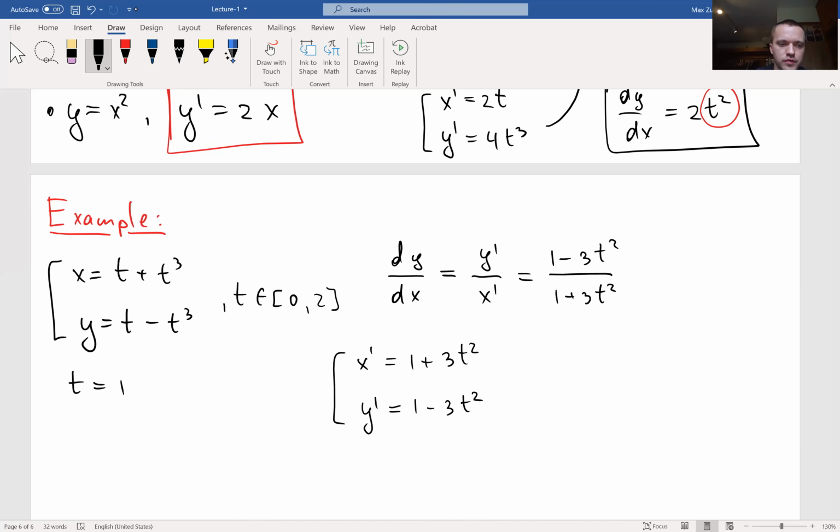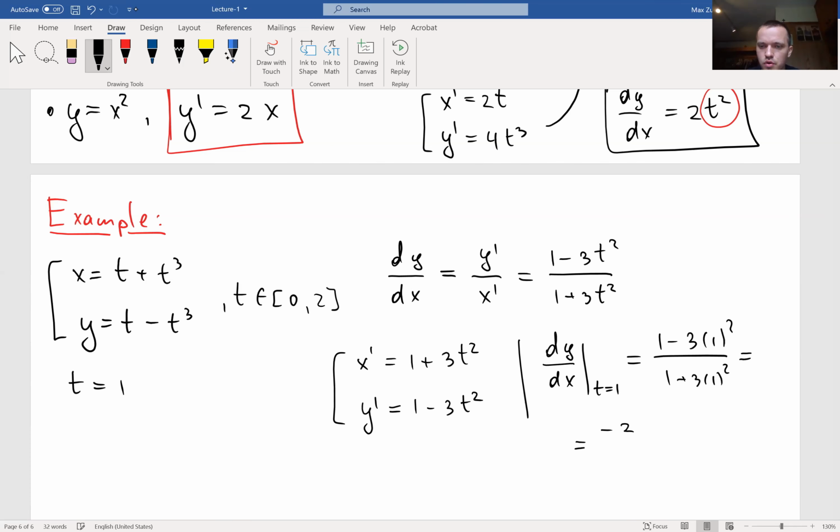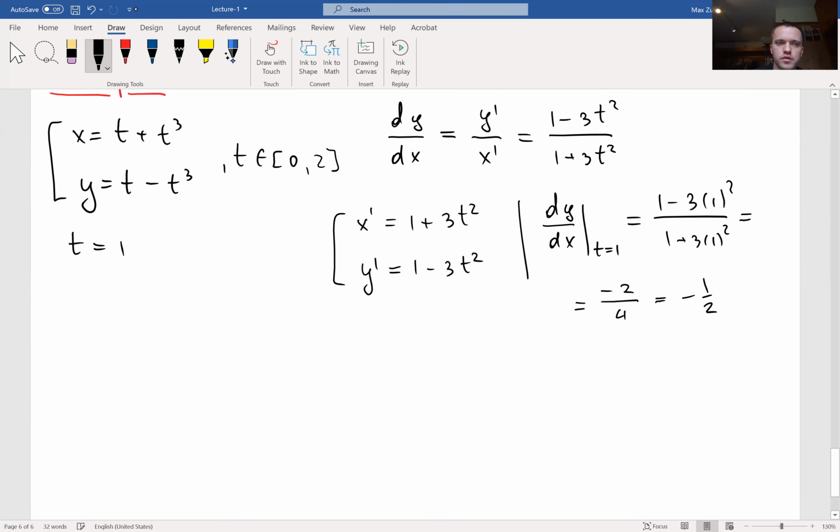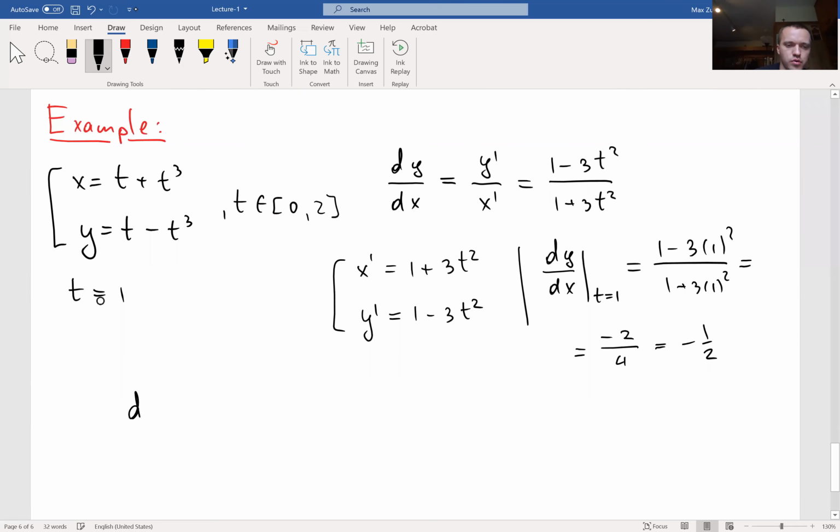And since I want to find the derivative at some specific point, t is equal to 1, then what do I need to do? The notation that we're going to use is dy over dx when t is equal to 1, which is going to be equal to 1 minus 3 times 1 squared over 1 plus 3 times 1 squared. So it's going to be equal to negative 2 over 4. So it's going to be equal to negative 1/2. So dy over dx is going to be equal to negative 1/2.